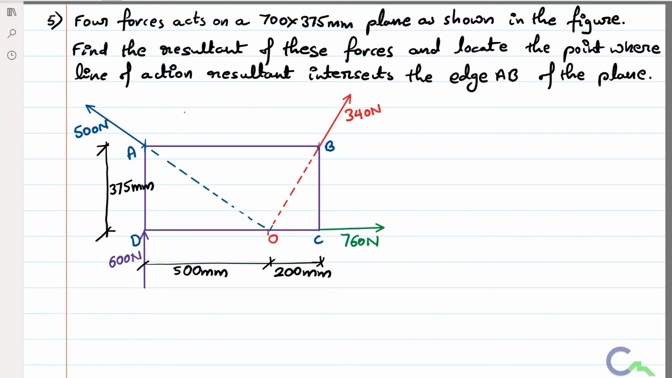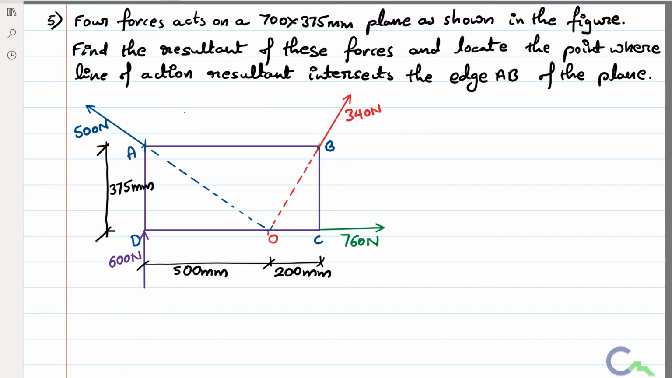First we have to calculate the resultant, then we have to calculate where that resultant is going to intersect about AB. For that, we can take either A or B as the reference point for calculating the location of the resultant. So in the first part of the question I am going to resolve these forces in horizontal and vertical directions. For that we have to calculate some angles.